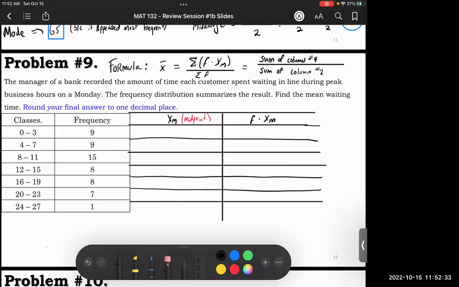All right, so looking at our first class, anybody remember what we did in order to compute the midpoint? What did I have to do again? Add the lower and the upper and then divide by 2. That's right. So I take 0 plus 3, divide that by 2. So 0 plus 3 is 3. 3 divided by 2 is equal to 1.5. Okay, what about the next class? What do you think your midpoint's going to be?